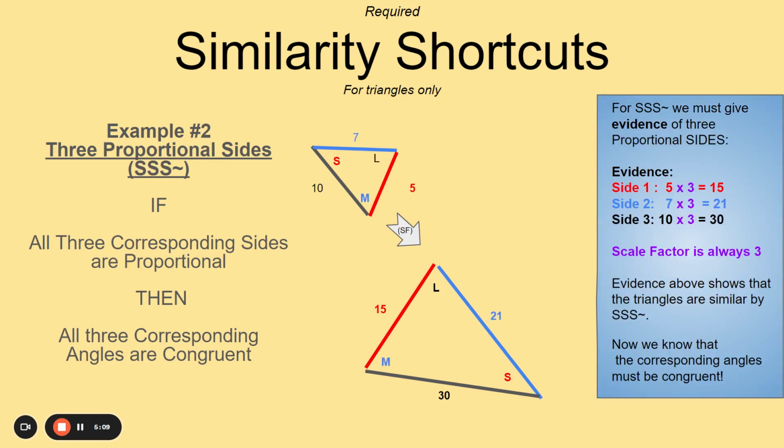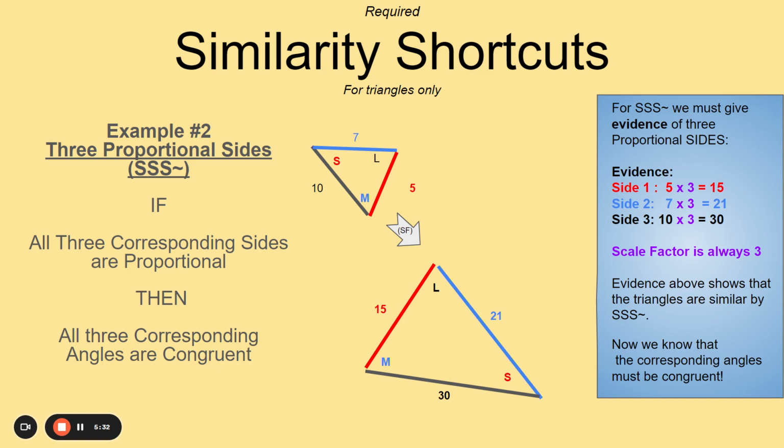Okay, so second example. You guessed it, side, side, side. So just showing the other half. So if three sides are proportional, then we know that the angles inside have to be congruent. And then that means that the shapes, these triangles, will be similar.